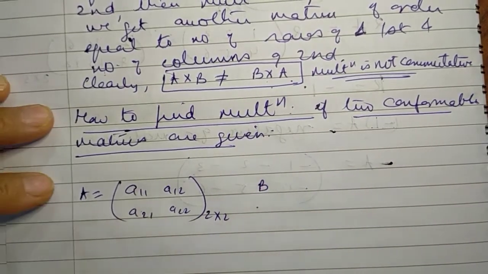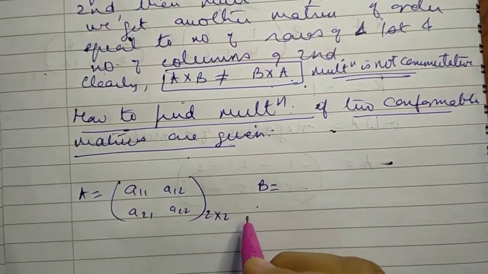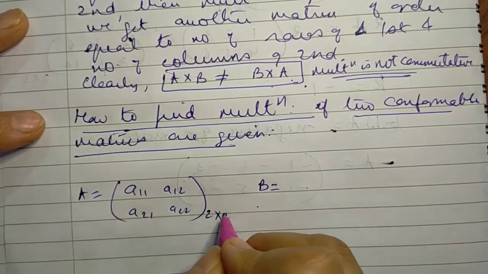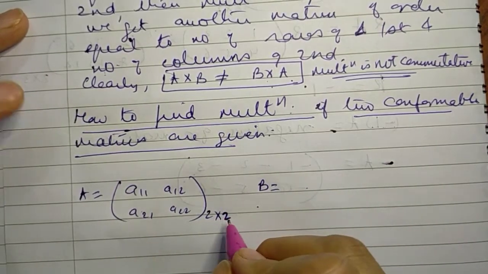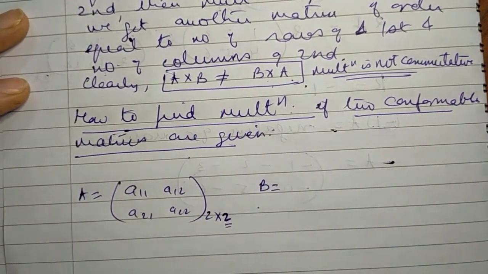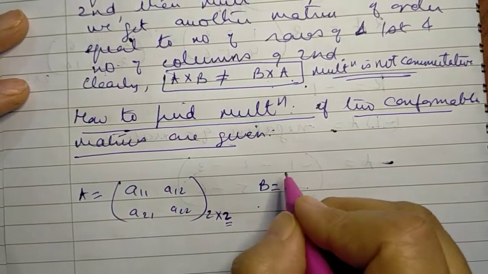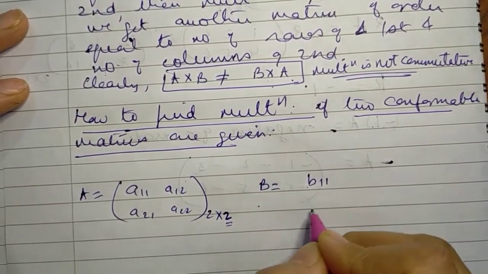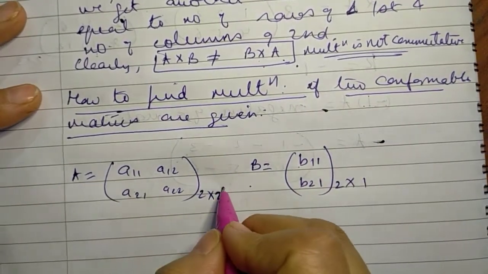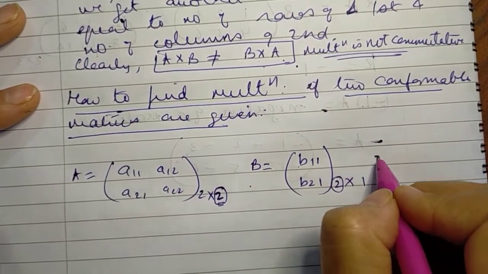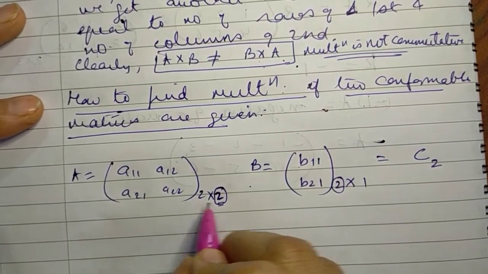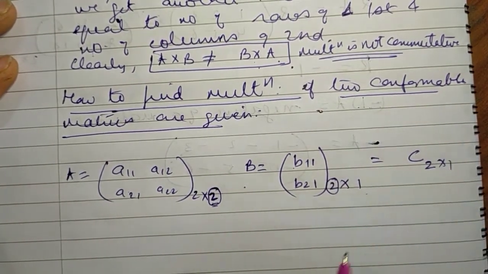For matrix multiplication to be allowed, what we require is a conformable matrix. So basically we want a matrix having 2 rows, the same as the number of columns of A. So let us take a column matrix that is 2 rows and 1 column: B11, B21. So clearly this is equal to this. The resultant should be a matrix C, which has the same number of rows as A and the same number of columns as B. So we should get this.